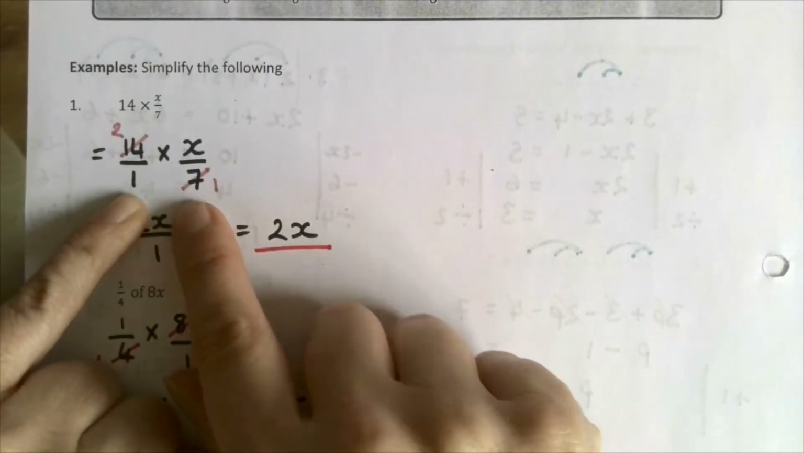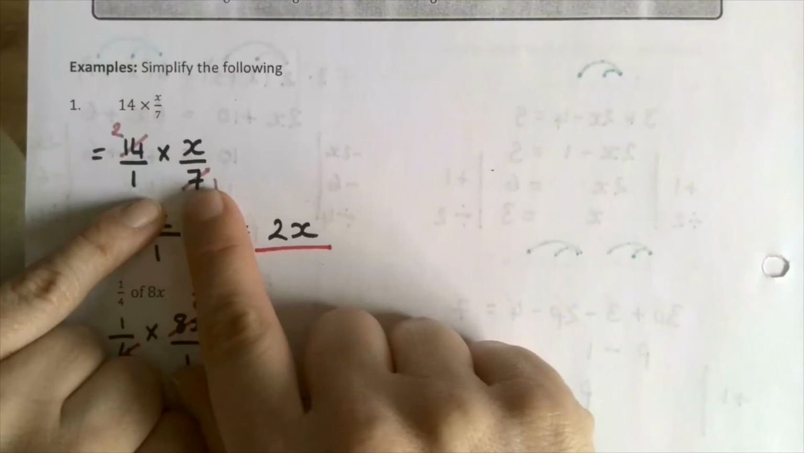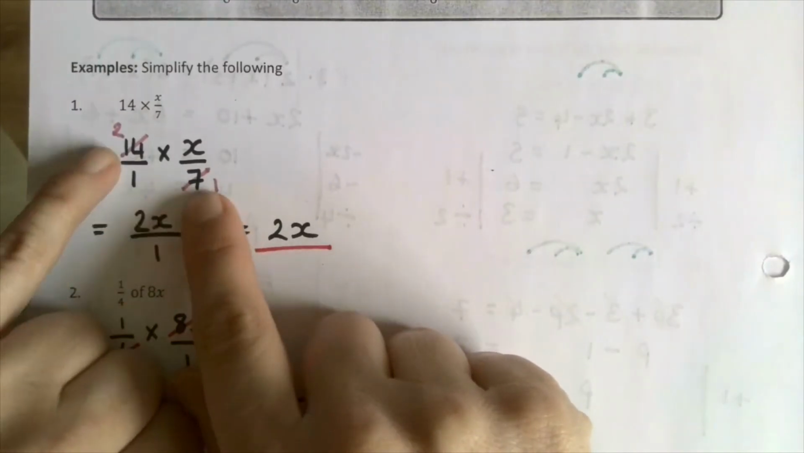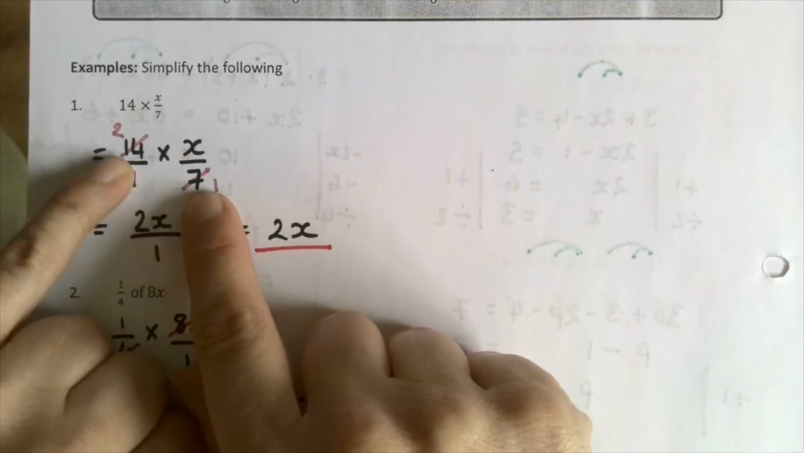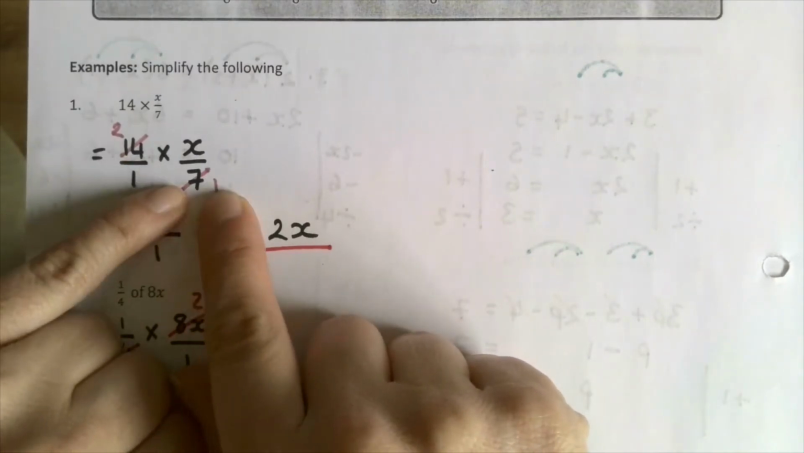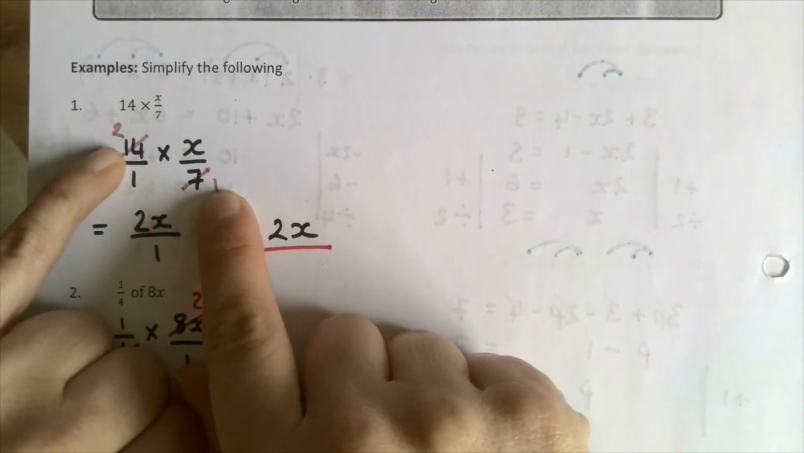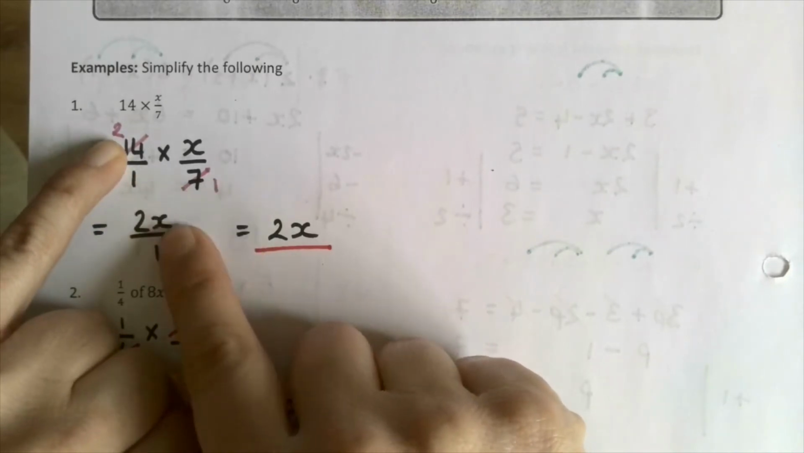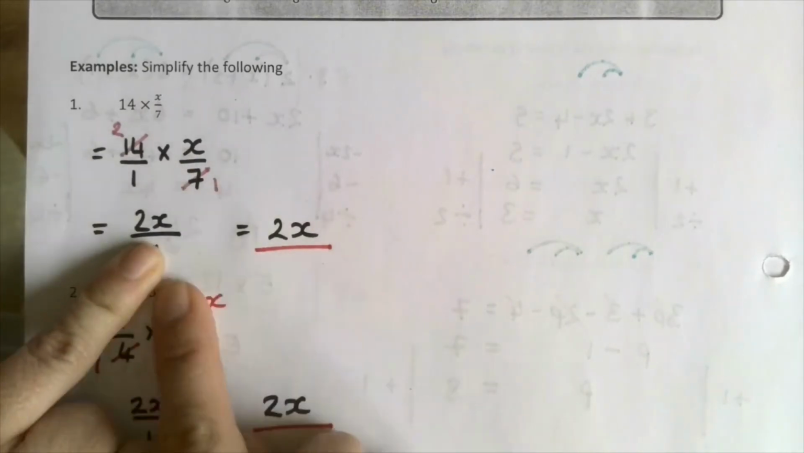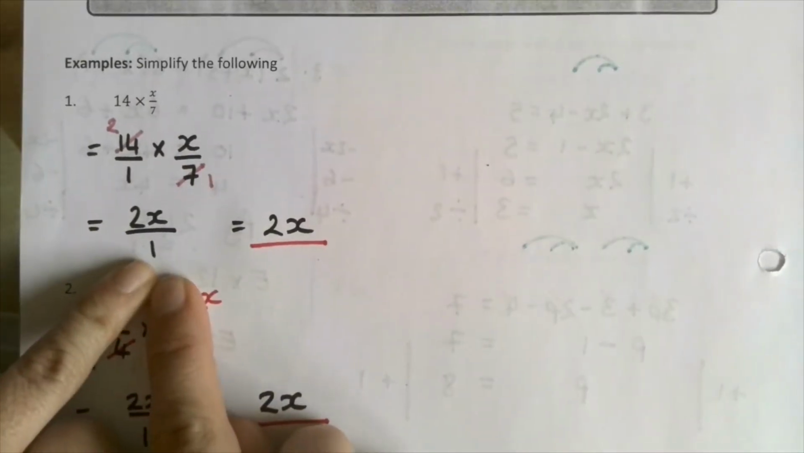Now, before I did anything else, I simplified here, and that's what I've done in my pink pen here. So 7 will go into both 7 and 14. So 14 divided by 7 gives me 2, and 7 divided by 7 gives me 1. So now all I'm doing is multiplying top line by top line, bottom line by bottom line. So 2 multiplied by x gives me 2x, and 1 multiplied by 1 gives me 1. So 2x over 1, I can just write that as 2x.